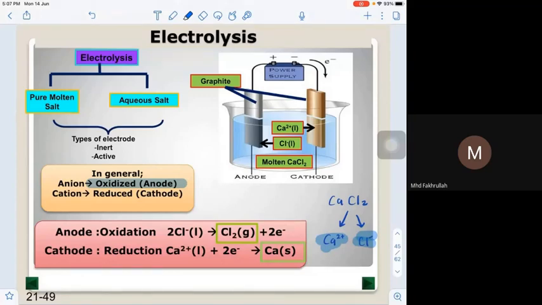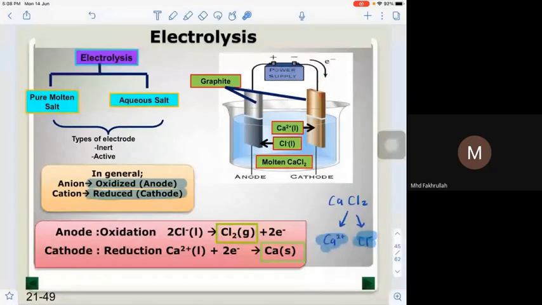Okay, so the anion goes to the anode and the cation goes to the cathode to undergo reduction. In this first example, the electrolyte is molten calcium chloride. So when we have molten calcium chloride, we have Ca2+ ions and Cl- ions in liquid form. We know that this is the negative terminal and the negative electrode.